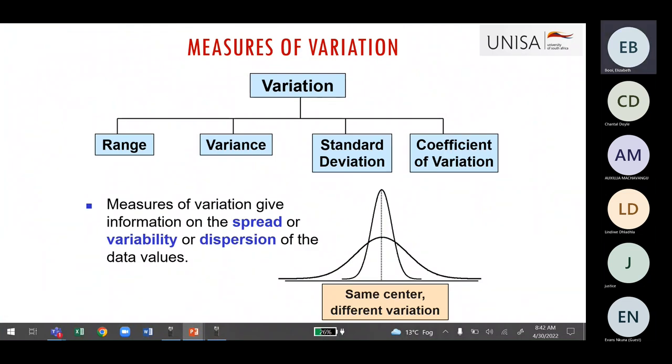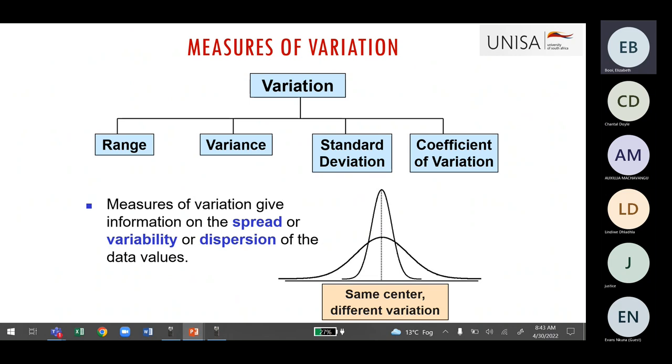Okay, so when we talk about measures of variation, we talk about things like your range, standard deviation, and coefficient of variation. So what is a measure of variation? Sometimes it's also referred to as measures of dispersion. It gives you how spread out your data is, or the variability of your data, or how far apart your data is from the mean. So that is your measure of variation.